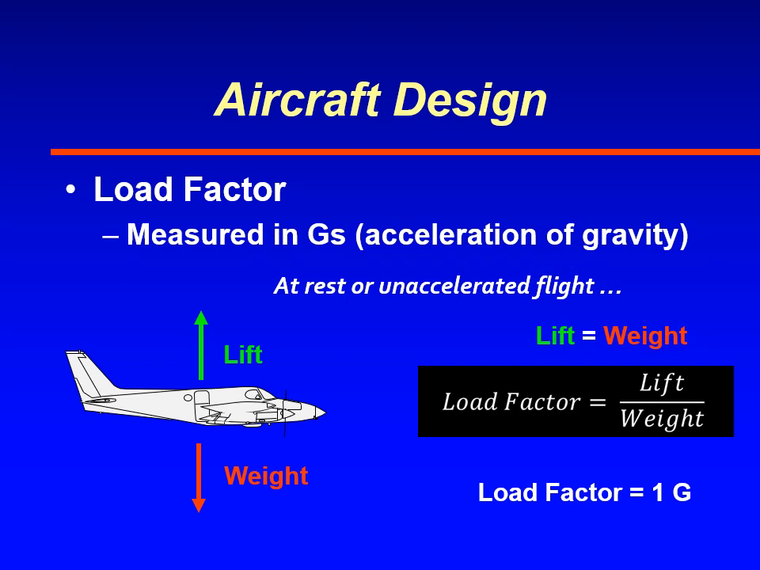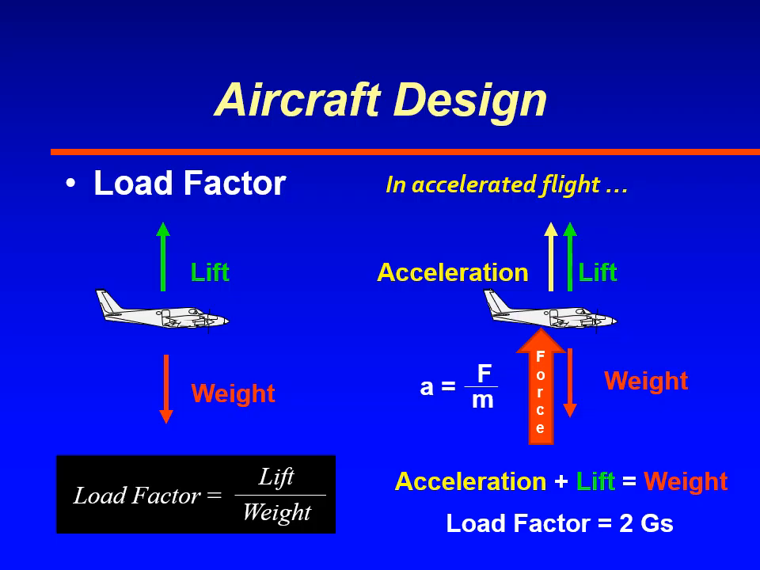But we measure the load factor in G's, so when I said 1, I should have really said 1G. At that point, lift is equal to weight in straight and level flight. But if the aircraft is accelerated and the wing has to support or generate more lift, then the lift will be greater than the weight, and you have higher load factors. An example is a load factor could be 2Gs, 2 times. The lift is generating 2 times the weight of the aircraft.